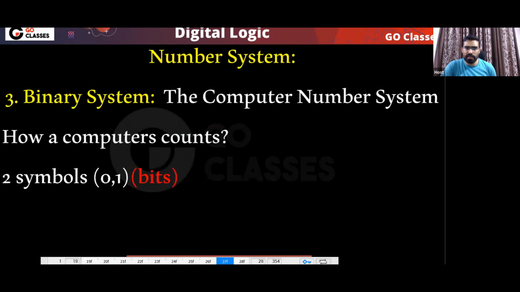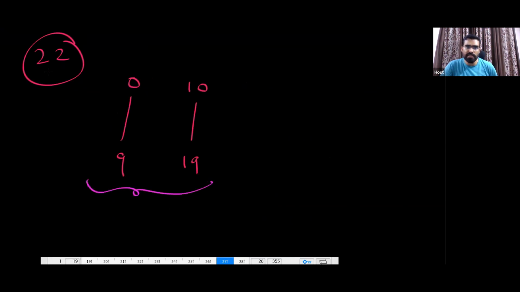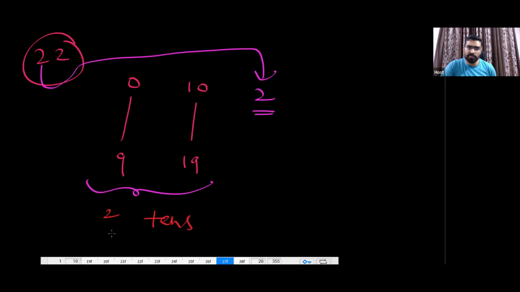Like when you have a number like 22, it means 2 tens we have counted, from 0 to 9 and from 10 to 19. So 2 tens we have counted, and then this 2 is coming. This 2 will come after counting 2 tens. Is this clear? After counting 2 tens, we are using this second symbol. So this is the idea of the decimal system.